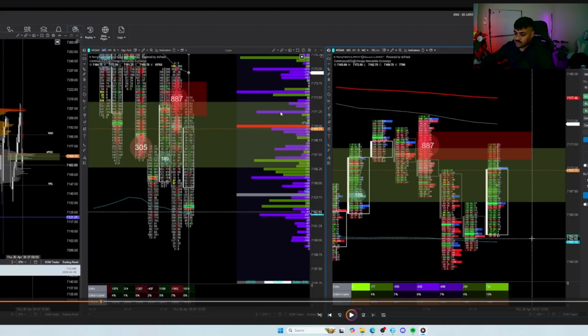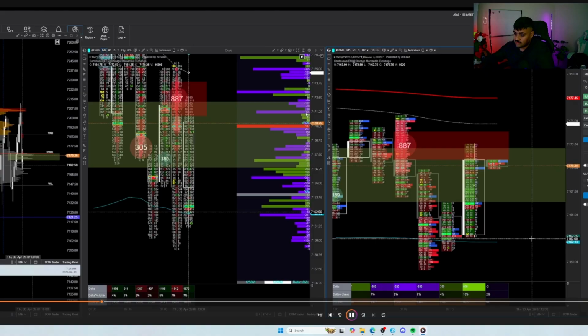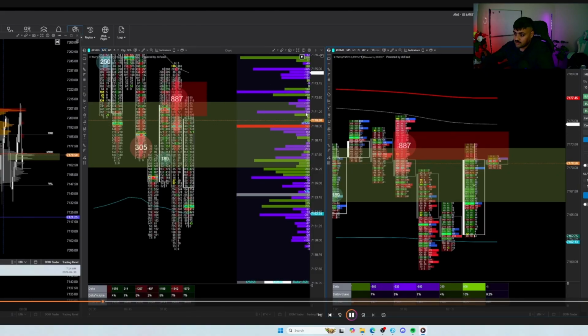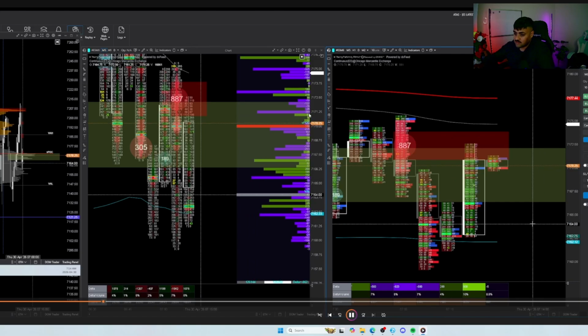Despite that push up, all these buyers should have pushed price up aggressively. Look how aggressive they were here. So I'm looking at this, minus 305. This number is not getting any bigger. Okay, buyers, this is exactly where I enter, right here.